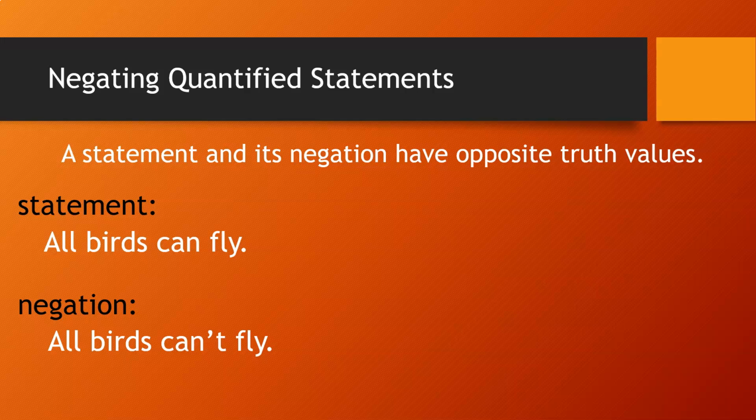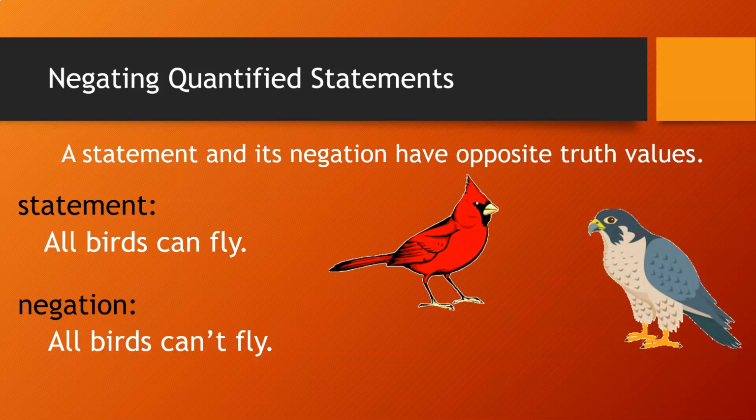So is all birds can fly true or is it false? Well, I can certainly think of birds that fly, but does that mean all birds can fly? No, there are some birds like penguins that can't fly. So if I make the statement, all birds can fly, I've said something false. Now that means that the negation has to be true.